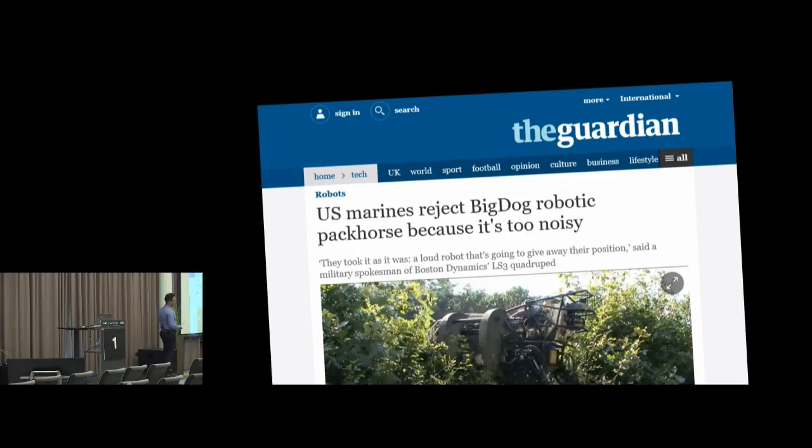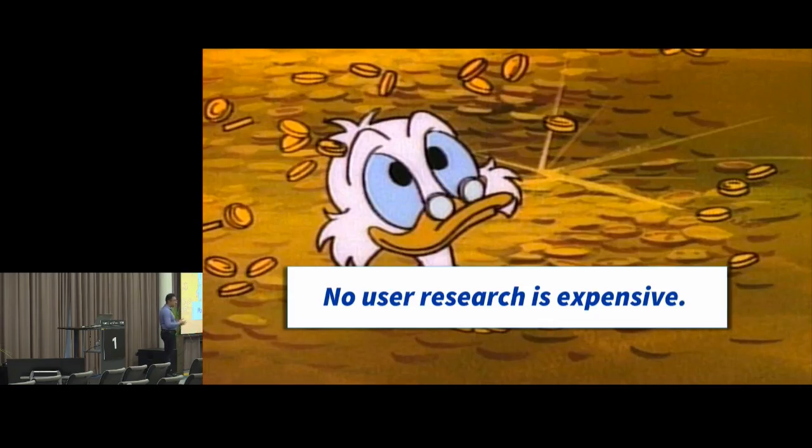At this point in time, they have already spent $32 million on this project. So had they asked the actual users of the system what they wanted, they could have done something maybe slightly different with those $32 million. Again, this is a fantastic engineering achievement, but it actually solves no user problems. So this is a case where no user research was a very expensive way to move forward.